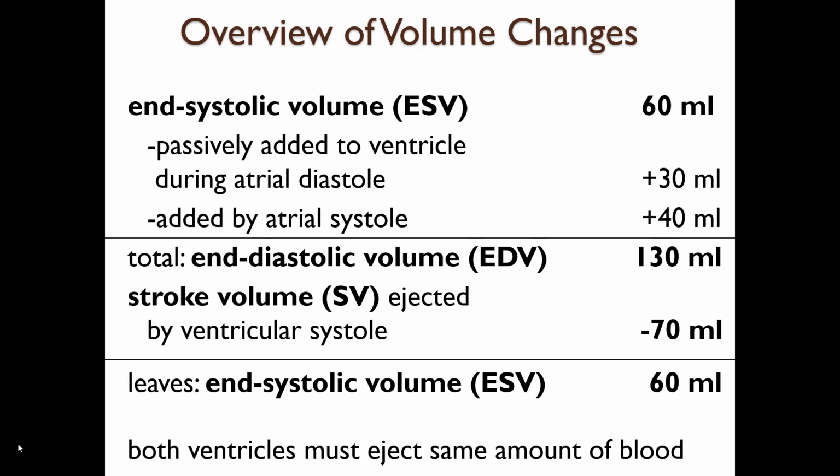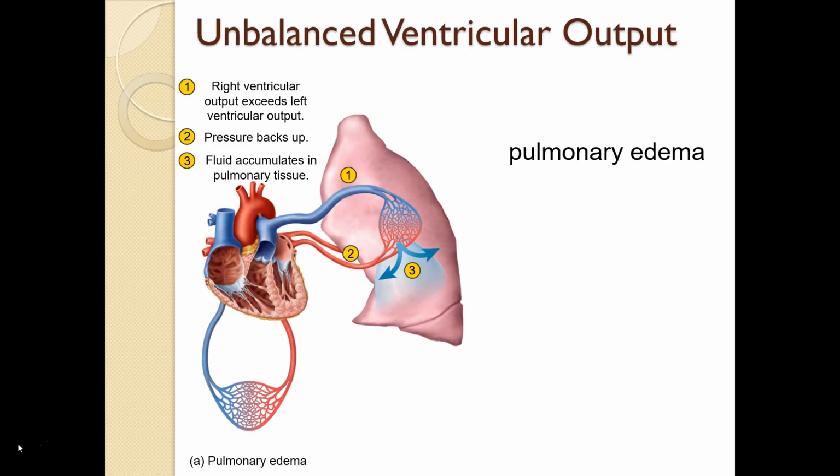And note this last statement at the bottom here. Both ventricles, what? Must eject the same amount of blood. So the two ventricles have to maintain the same amount of blood. Otherwise, you get a backup. And I think we mentioned this the other day. And that can lead to heart failure.